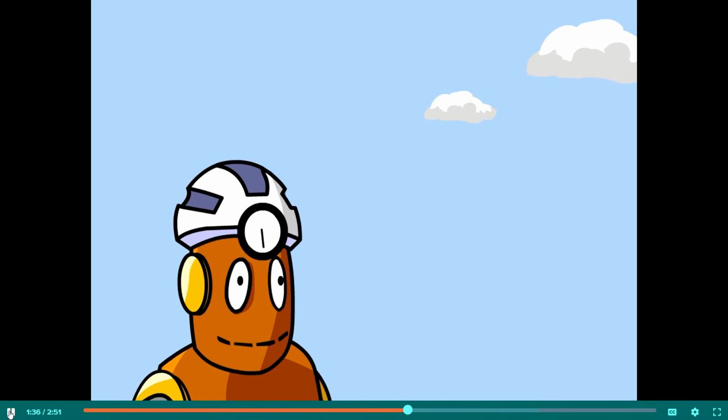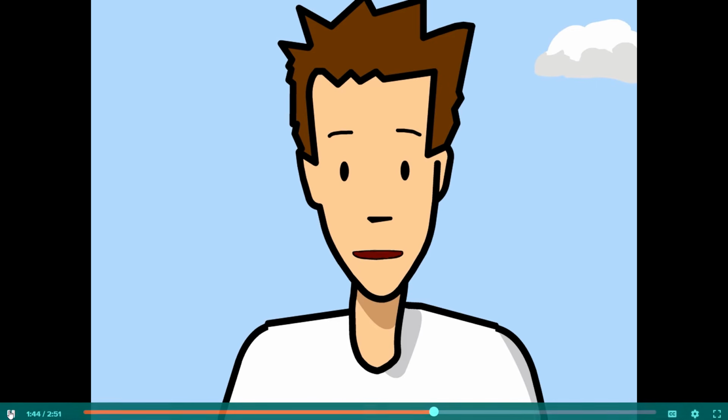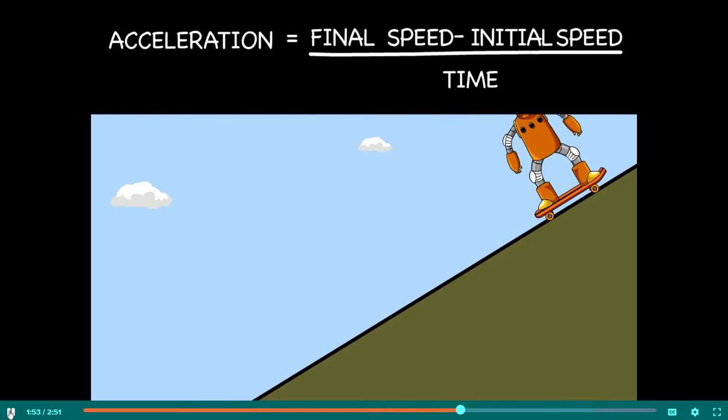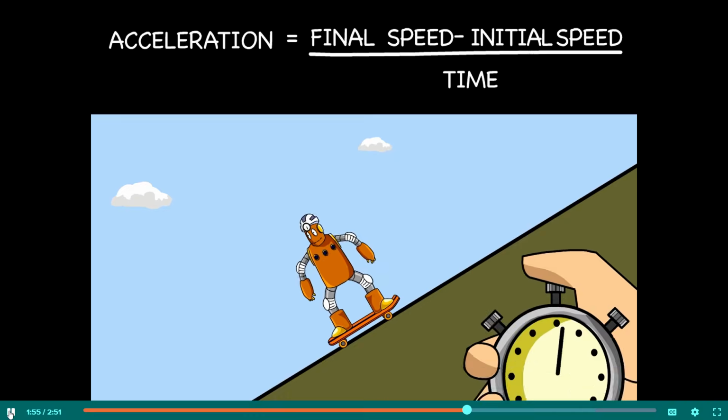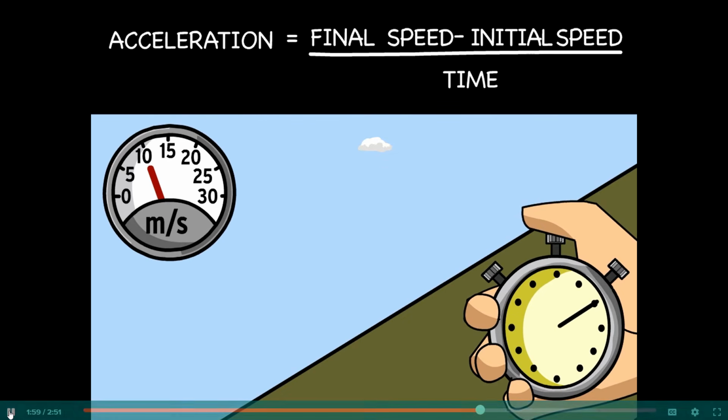Time to do a little math. When the direction of motion does not change, and it follows a straight line like Moby did, we can calculate acceleration using this formula. Acceleration equals change in speed over time. To figure out Moby's acceleration, we need to know two things: the time it took him to get down the hill, and his change in speed, the difference between initial speed and final speed.